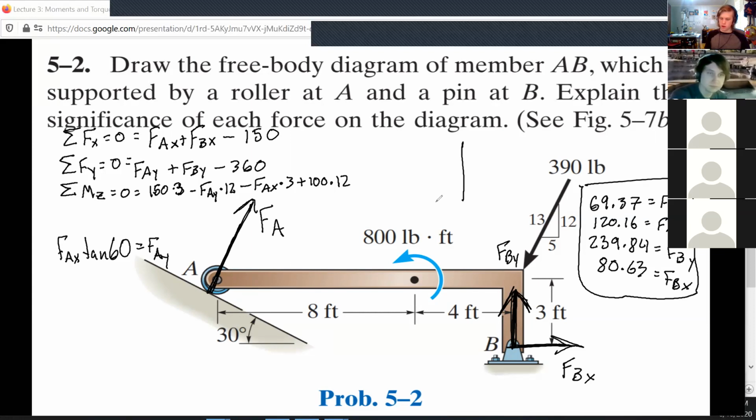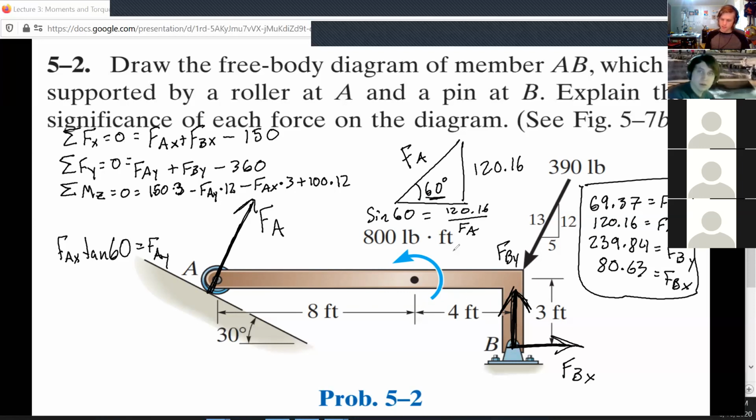Or just triangles, it doesn't really matter. Basically, let's choose FA of Y. We'd say this is 60 degrees, this is this number. So we want FA, which is the hypotenuse. So we could say that sine 60 equals 120.16 over FA. We can multiply both sides by FA and then divide both sides by sine 60.